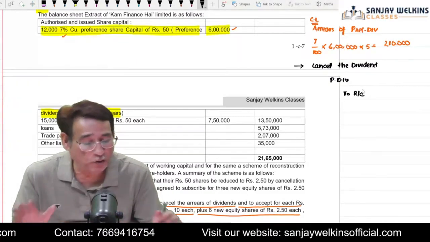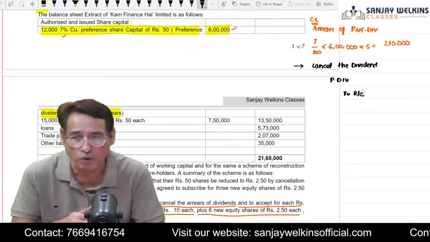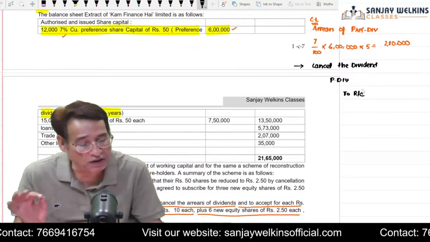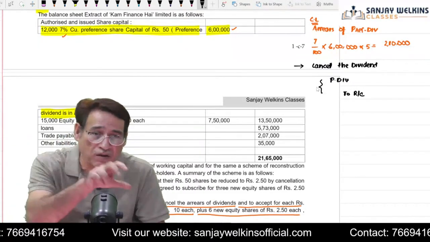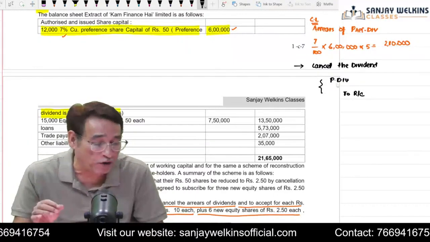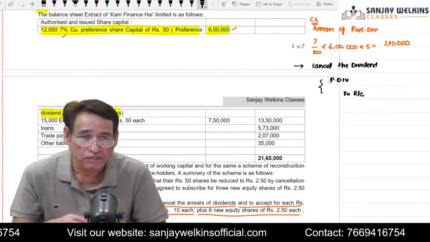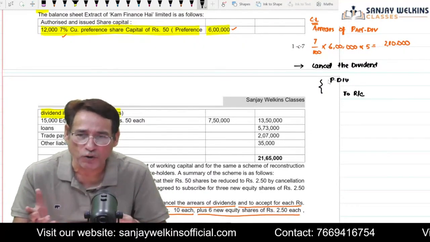If you are able to understand this particular point, 99.9% of the chapter is almost over. This is the trickiest. And in all the questions which came in the last 3 attempts, there was a point related to preference dividend. Yes, take your time, no problem. I have lots of time, for you at least.